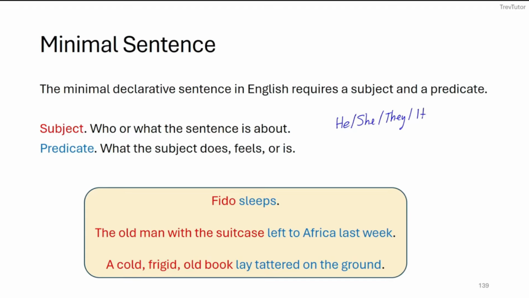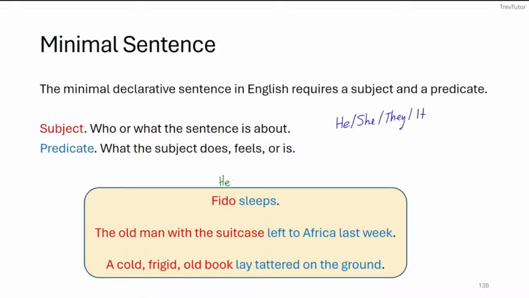So we have three example sentences here. The first one is Fido sleeps. Now, Fido is the subject and sleeps is the predicate in the sentence. We basically need two words to make a sentence in English. So Fido is the subject here. We can replace it with a word like he.